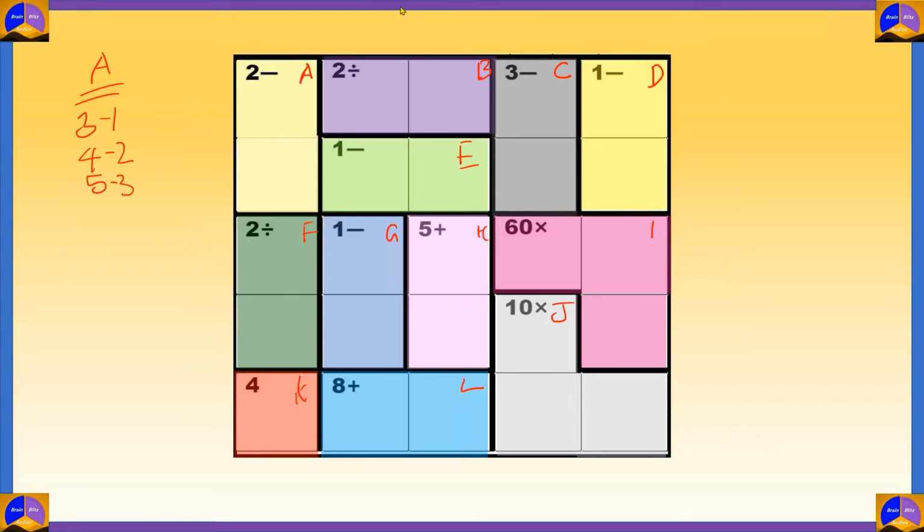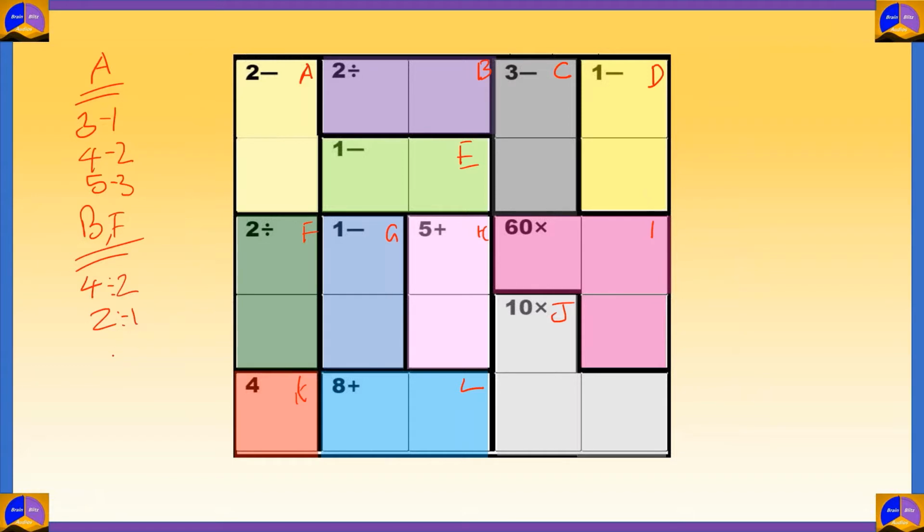Now, cage B and cage F will have the same options because these both are the same cages. In both of these cages, there are two cells and the operation is division. After dividing, our result must be 2. So, the only options are 4 divided by 2 and 2 divided by 1.